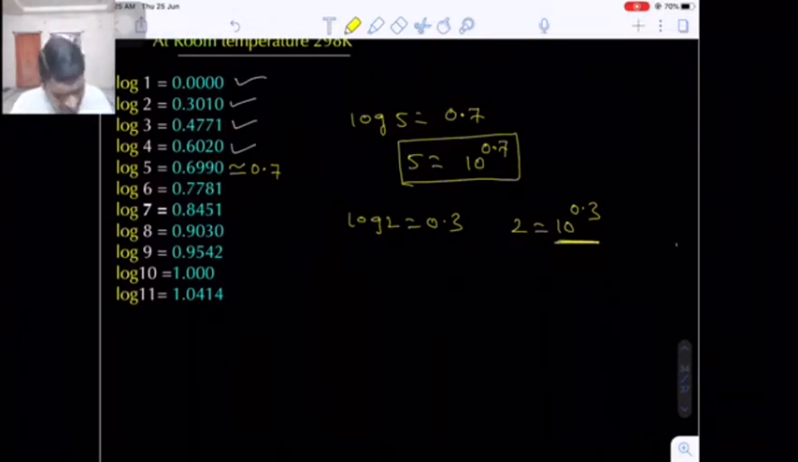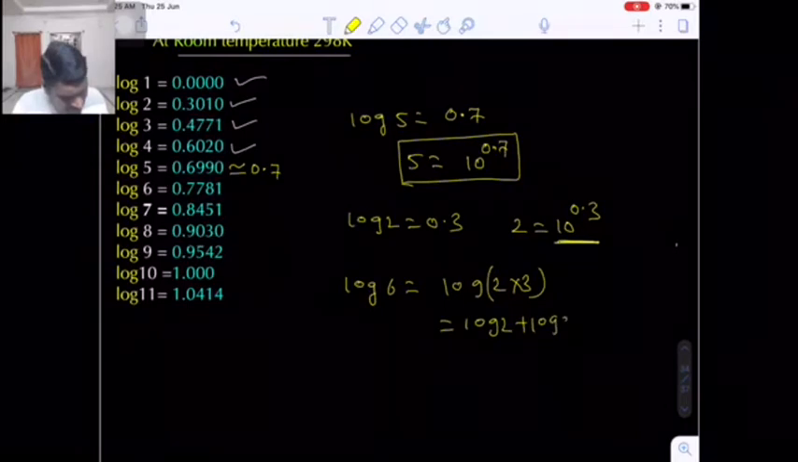Okay. Now log 6 value. How to find the log 6 value? Very easy. Shall I write log 6 as log of 2 into 3? Now log AB is nothing but log A plus log B. Log 2 value we know, that is 0.3010. Log 3 value we know, 0.4771. By adding log 2 and log 3 we will get the log 6 value.